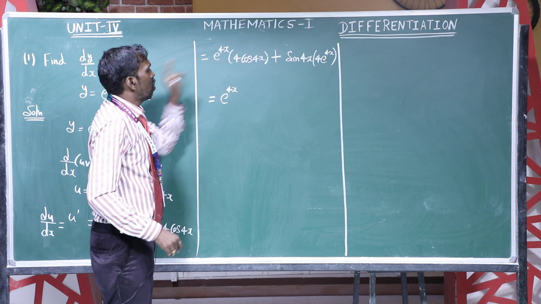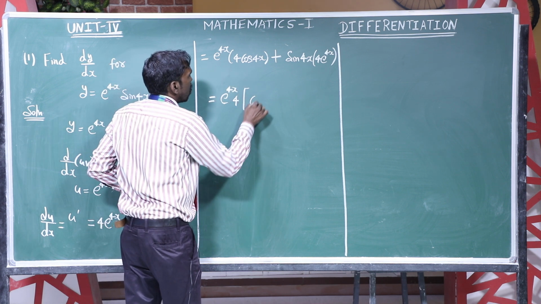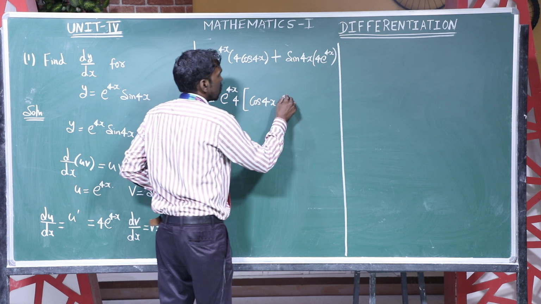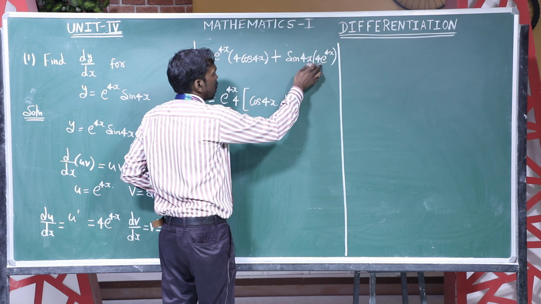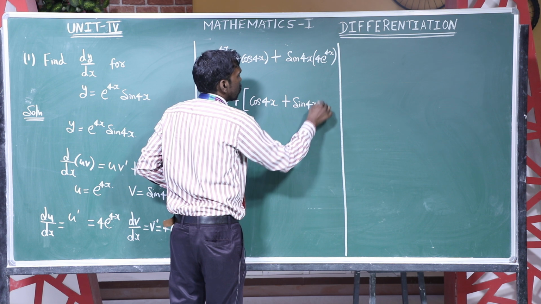So I can just take the 4 outside. So what is the term inside? It will be cos 4x. The next: here 4 will be outside, here e power 4x, and here this will be sin 4x. So finally we got the answer.